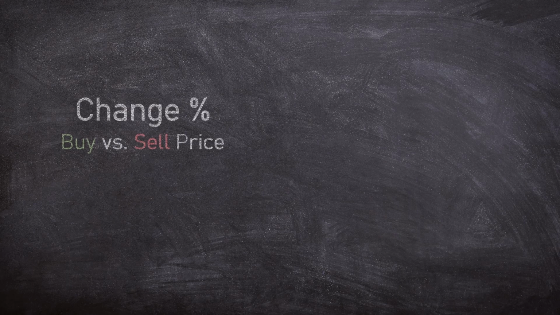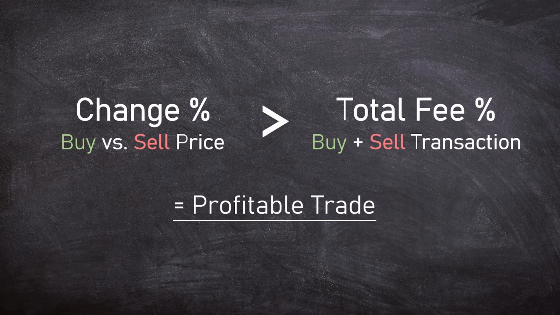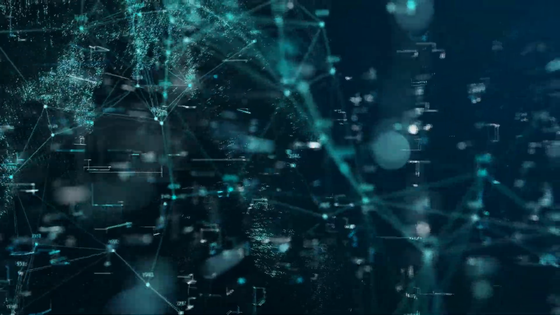To make money on a trade, the percentage change between the buy price and the sell price must be greater than the total applicable fee rate of the buy and sell transactions combined. That's it. Simple, right? Now, if you're still here, let's take it very slowly, step by step, and figure out exactly how to find the break-even point in a trade.